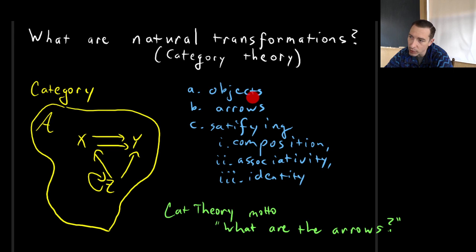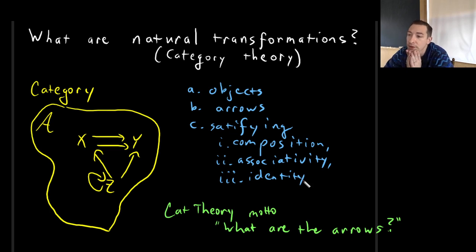So, in our category, we've got objects. We've got arrows, which are these directed relationships between the objects, and those satisfy composition. We can stick arrows together. Associativity: if we stick 3 arrows together, it doesn't matter if we put the first 2 together, then the third, or the second and the third with the first. It needs to yield the same thing. We need to have identity relationships.